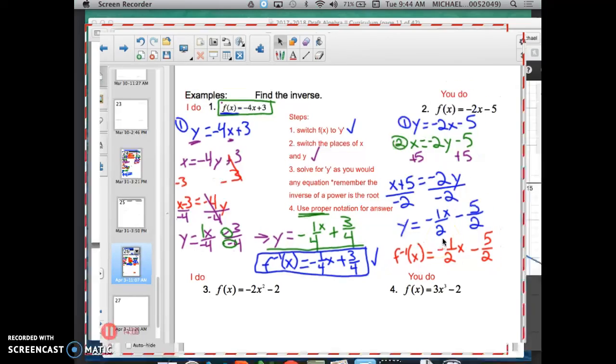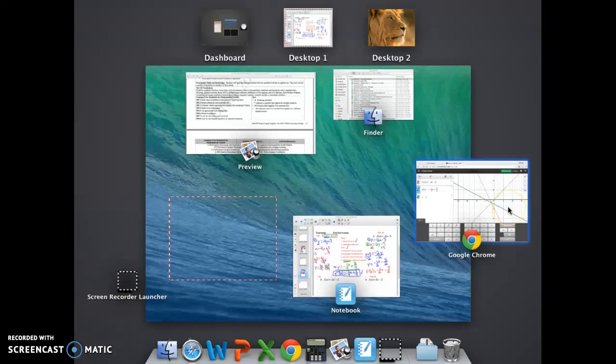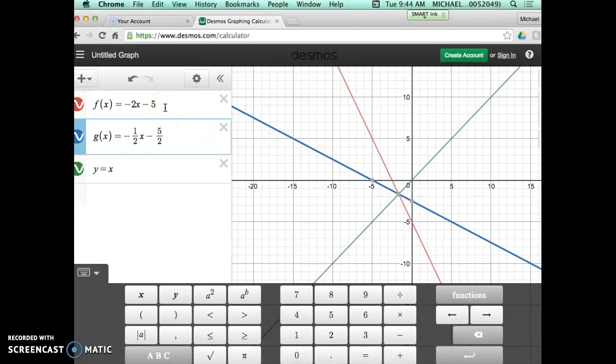At this point then, I went into Desmos and I graphed both lines. The original function, f of x equals negative 2x minus 5, and this is something I asked you to do too, so please check your work with mine. And then g of x equals negative 1/2 x minus 5 halves, the inverse that I found algebraically. If you notice, they are indeed inverses of each other, because they are symmetrical. The top half of the green line is the same exact thing as the bottom half of the green line. Just visually you can see that.